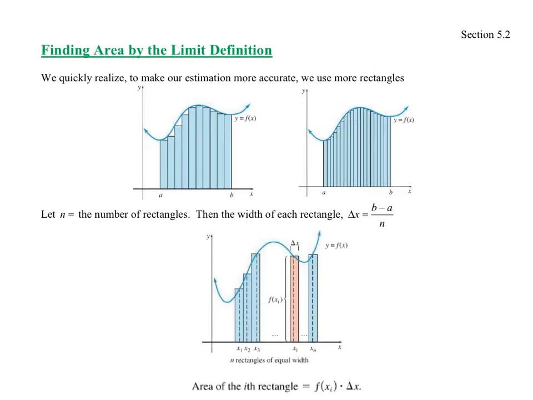It says, we quickly realized to make our estimation more accurate, we use more rectangles. So you can see there's some error in this first picture using this many rectangles. We'll look in the second picture, there's far more rectangles and there's far less missed area. So remember, we're letting n be the number of rectangles, and delta x was the width, which was the right endpoint minus the left endpoint divided by the number of rectangles.